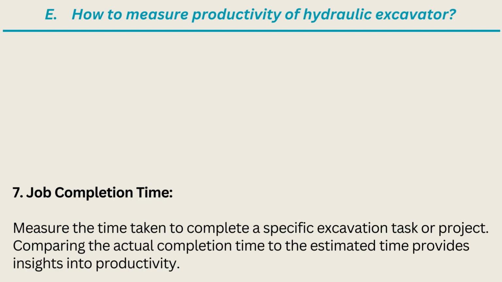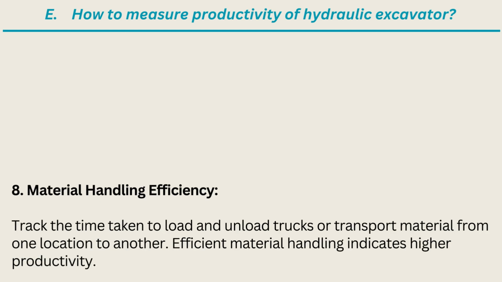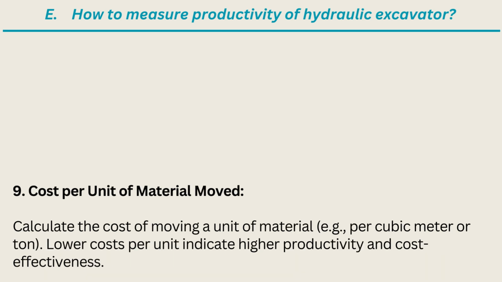7. Job completion time. Measure the time taken to complete a specific excavation task or project. Comparing the actual completion time to the estimated time provides insights into productivity. 8. Material handling efficiency. Track the time taken to load and unload trucks or transport material from one location to another. Efficient material handling indicates higher productivity.